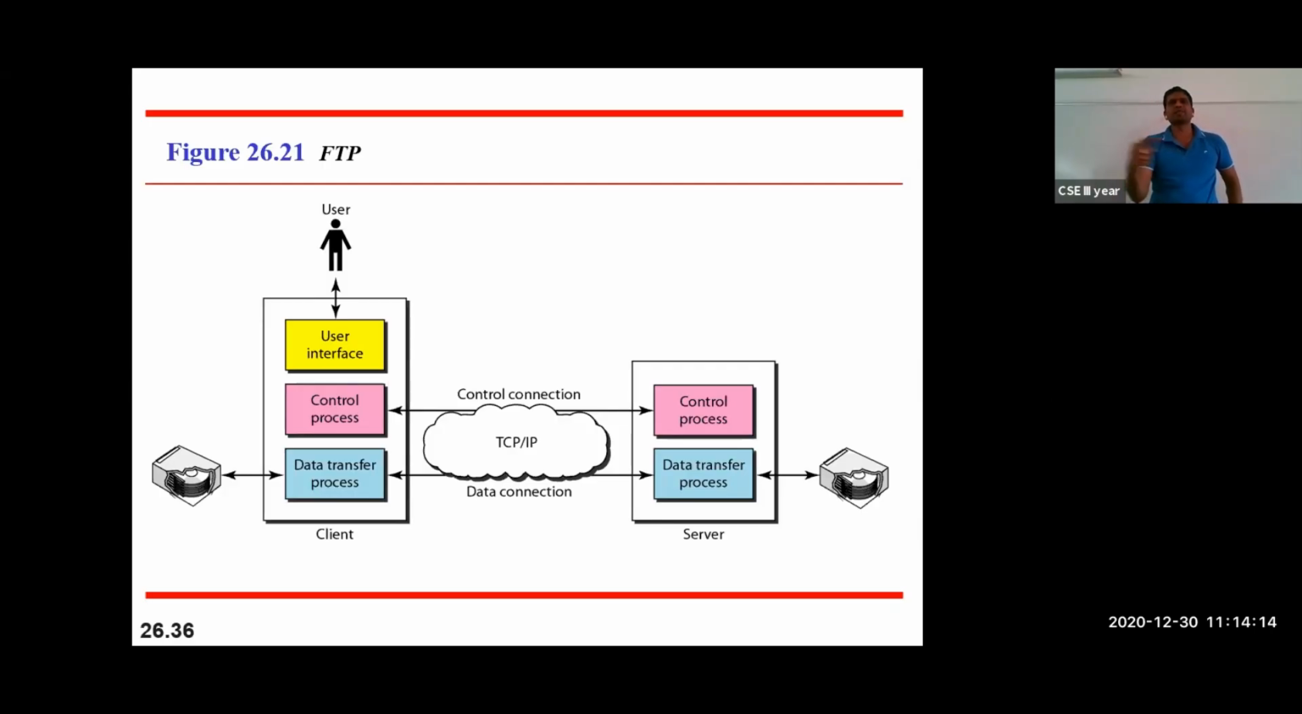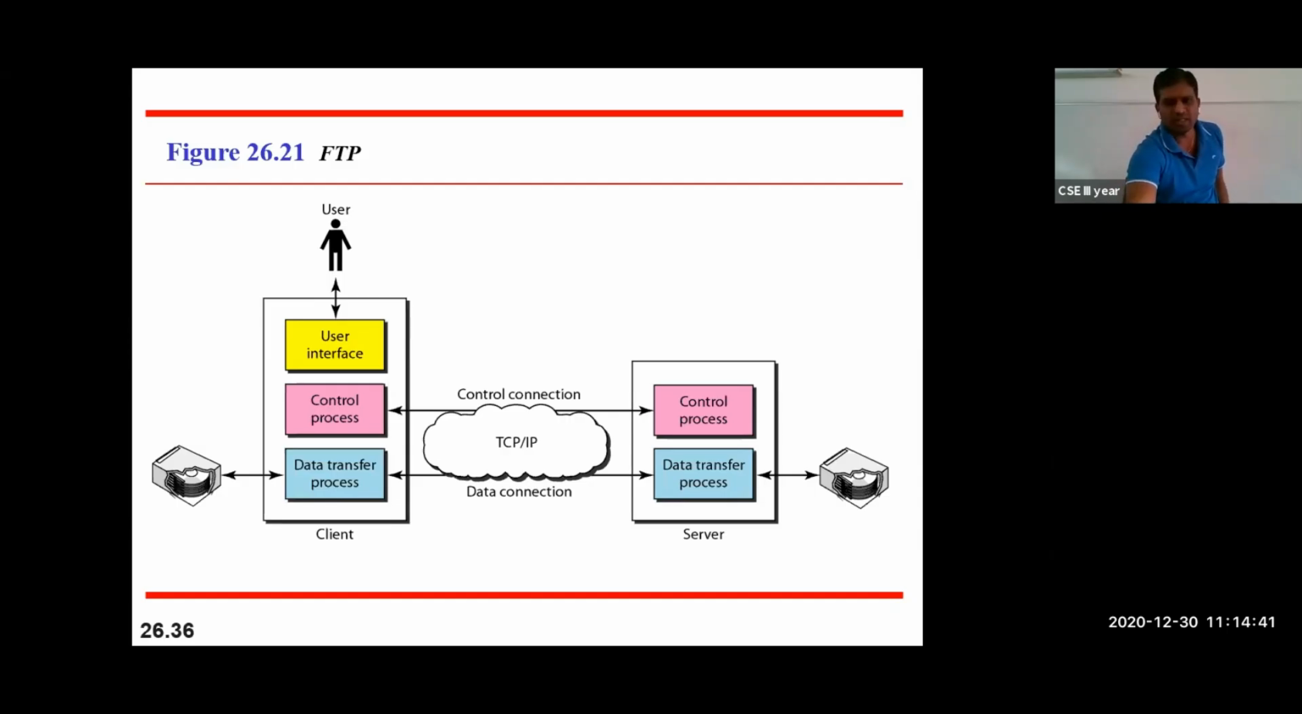Then a connection is established between the data transfer process of the client and the data transfer process of the server. Simple. The connection between control processes is always active. The connection between data transfer processes is opened and closed for every file transmitted. The file received on the server is stored in the hard disk, last. Done? That is how a simple FTP works.